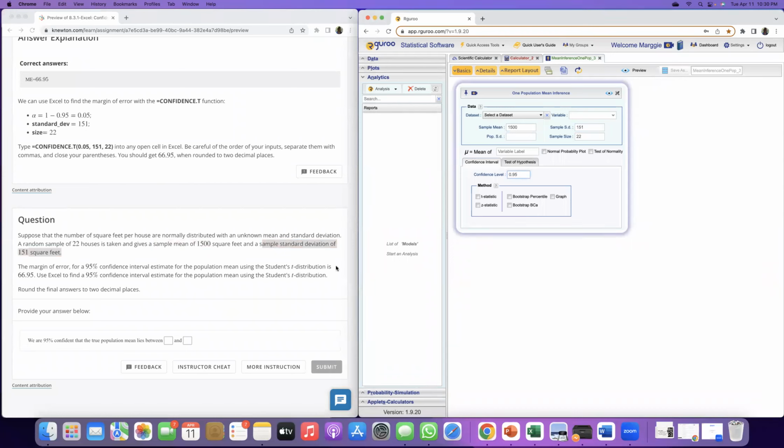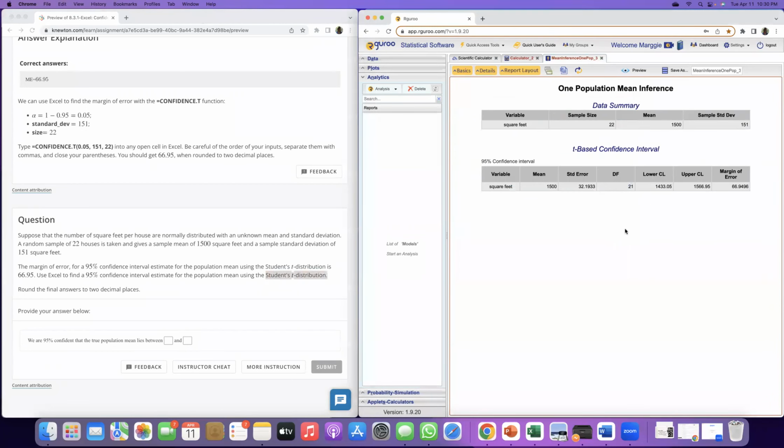95% confidence interval. So we are good in there. And our method is not a Z statistic anymore. It's going to be a T statistic because we are using a student's T distribution. We have to label this. I'm going to call it square fit. And we calculate this. We have an output very similar to the one before.